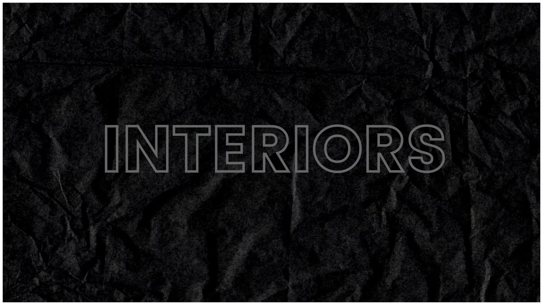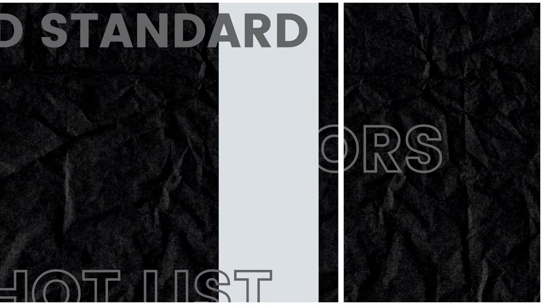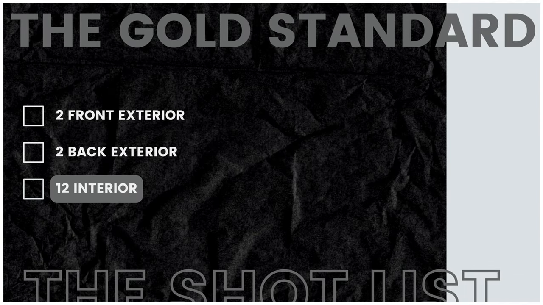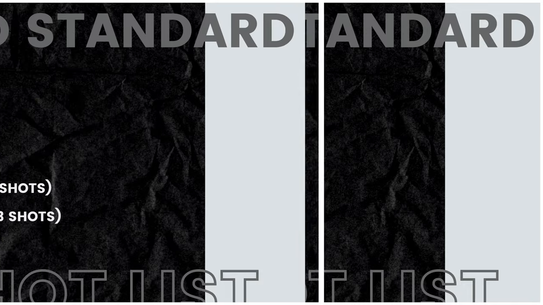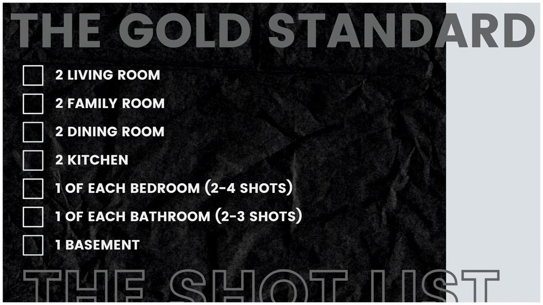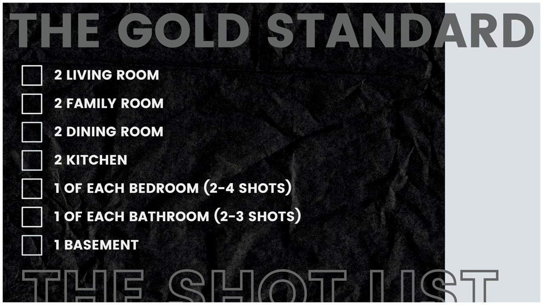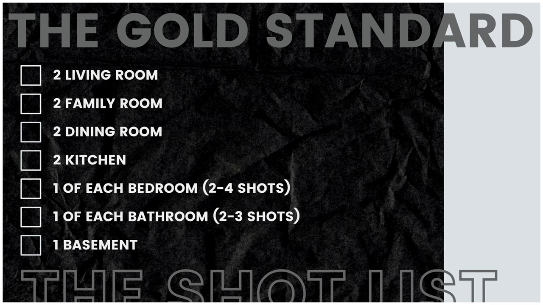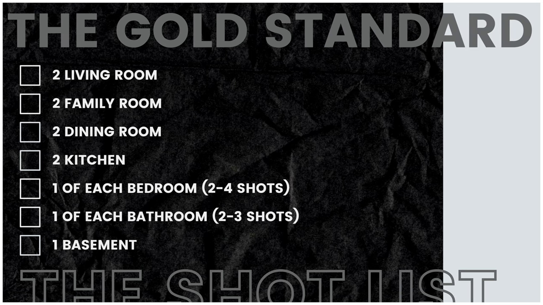Now let's move into the interior. For the interior, you have 12 shots in total for the gold standard shot list. To complete the shot list, you want to capture 2 shots at the living room, 2 shots at the family room, 2 shots at the dining room, 2 shots at the kitchen, 1 shot of each bedroom, 1 shot of the basement, and at least 1 bathroom.